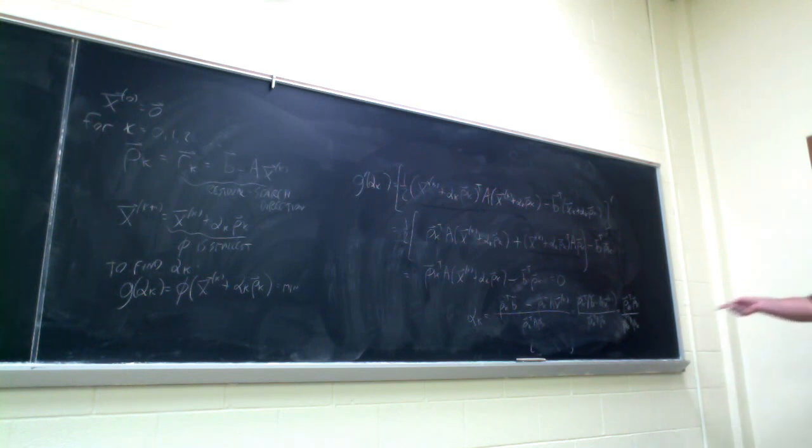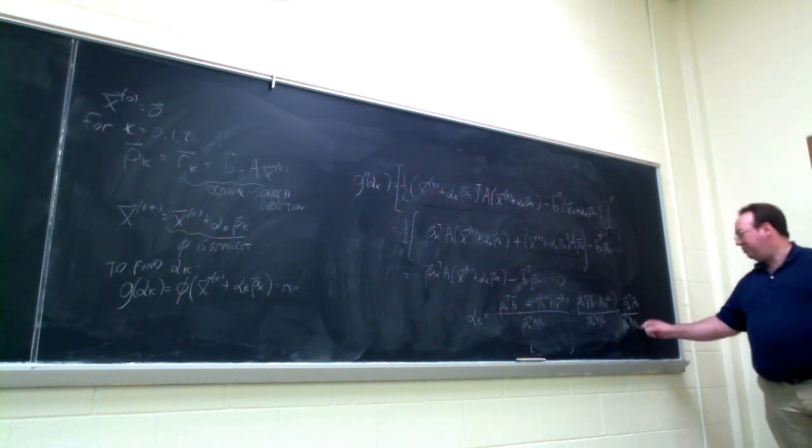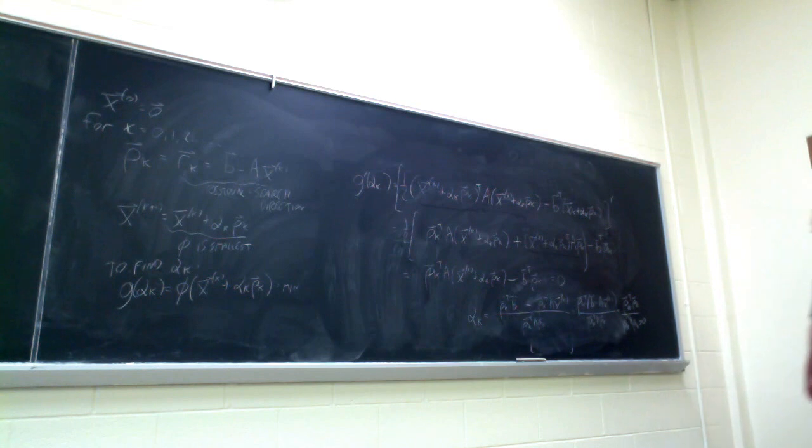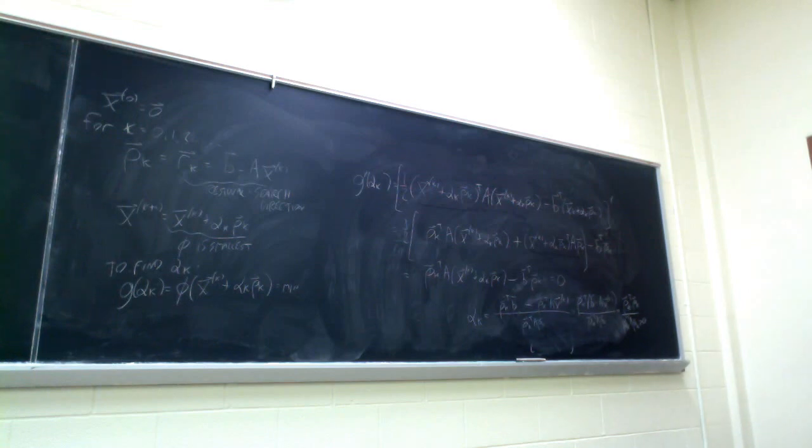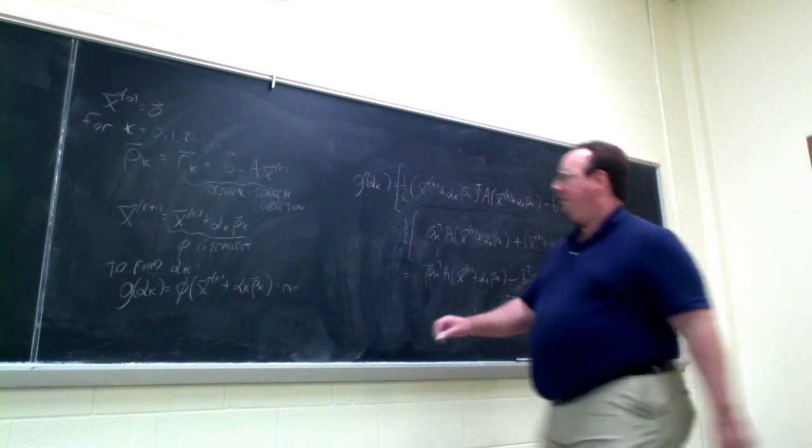Do we ever need to worry about the denominator being 0? No, because A is symmetric positive definite, so that expression is strictly positive. Also the numerator is the norm of pk squared, so that's always going to be positive too. So the whole thing is positive. So now we have a formula for alpha k.